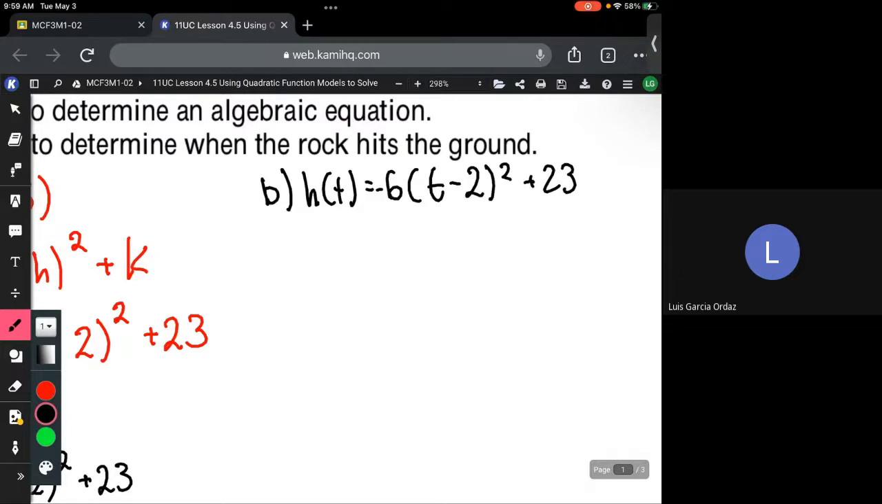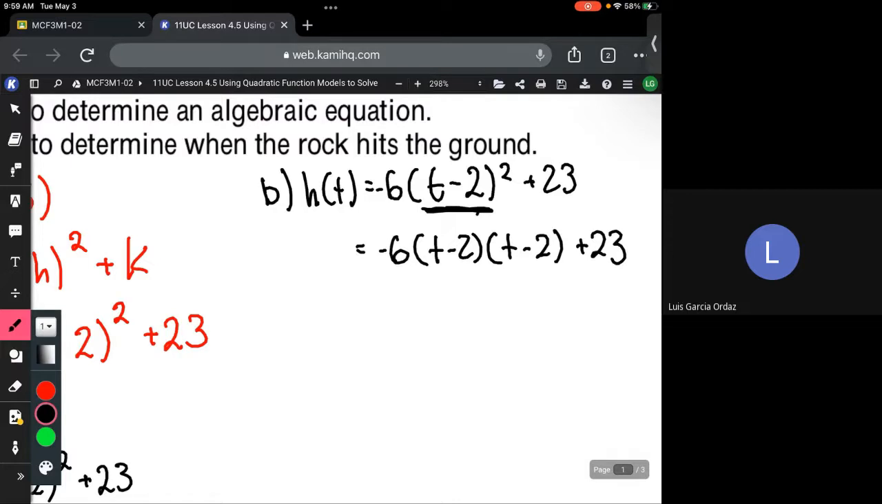What are we going to do to change that into standard form? Cynthia? Not yet. You don't foil yet. Jade? Nope. So how many of these brackets do I have? T minus 2 squared. How many of those brackets do I have? 2. So I'm going to do negative 6 times t minus 2 times t minus 2 plus 23.